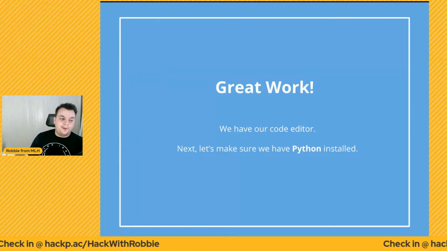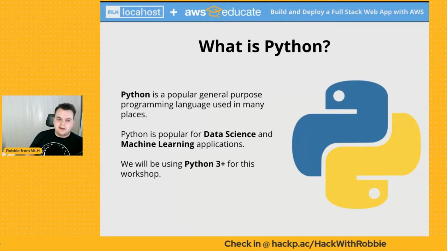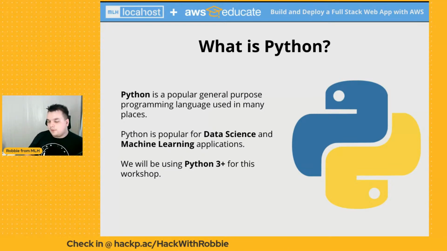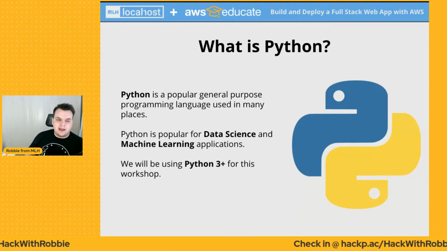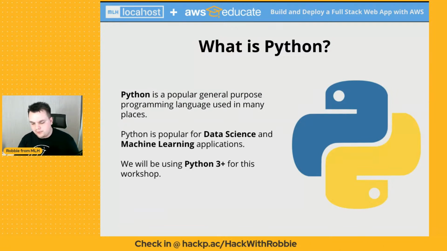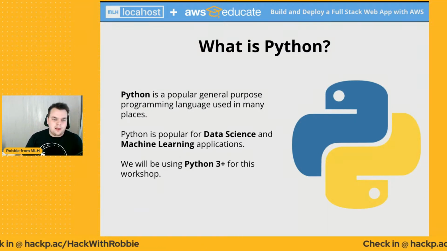We're going to install Python. So Python is a very popular general purpose programming language used in loads of places. Like I said, it's a very accessible language to get started with. And Python is particularly popular for data science and machine learning. But you can use it for loads of different stuff, like in this case, we're using it for a web app, which is quite different to machine learning.